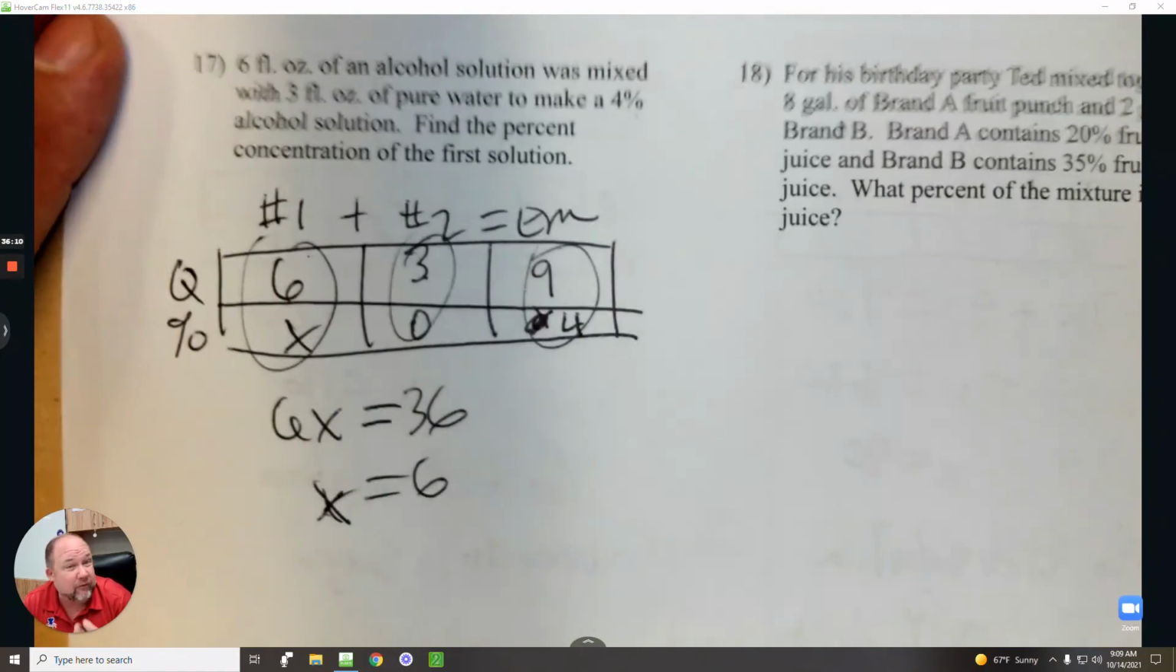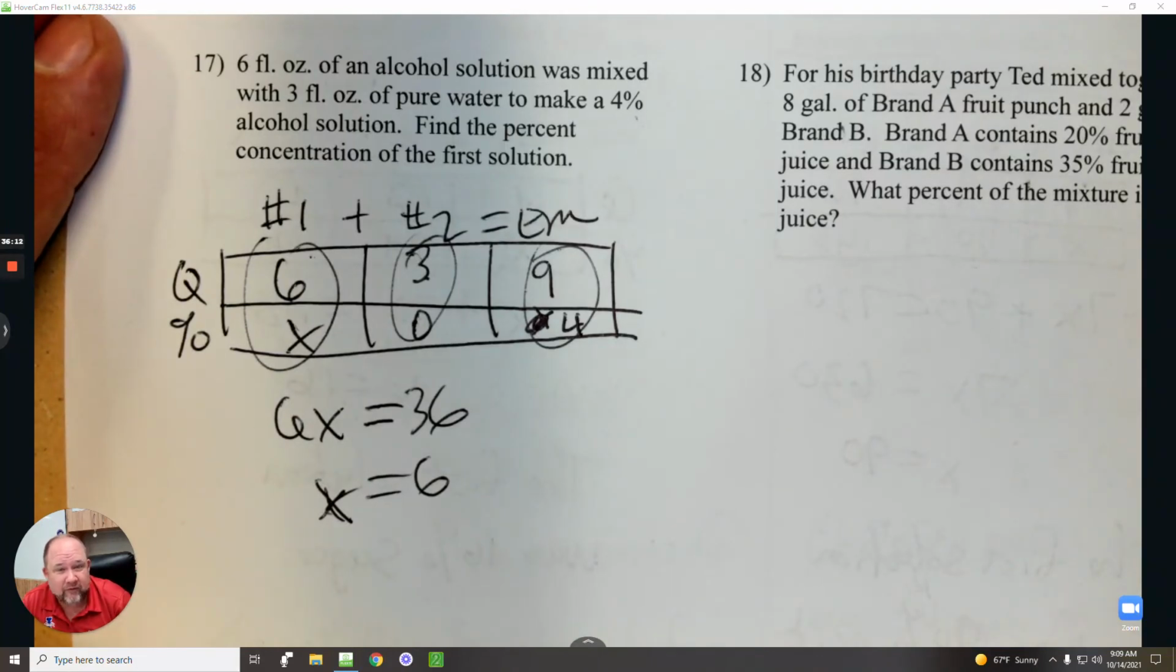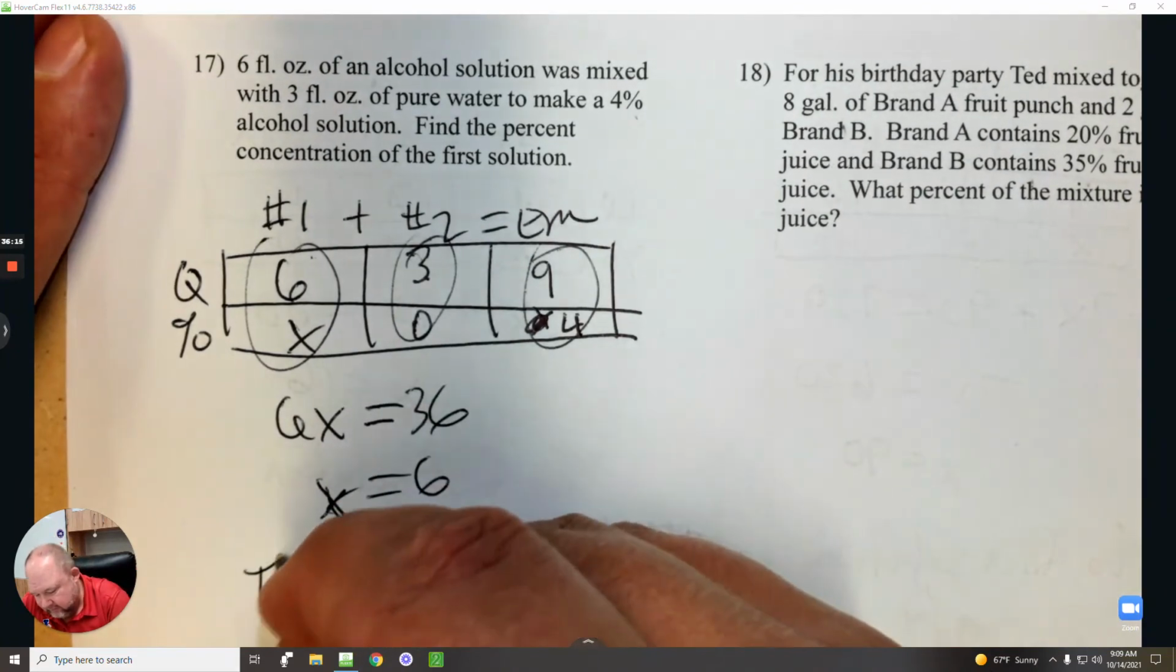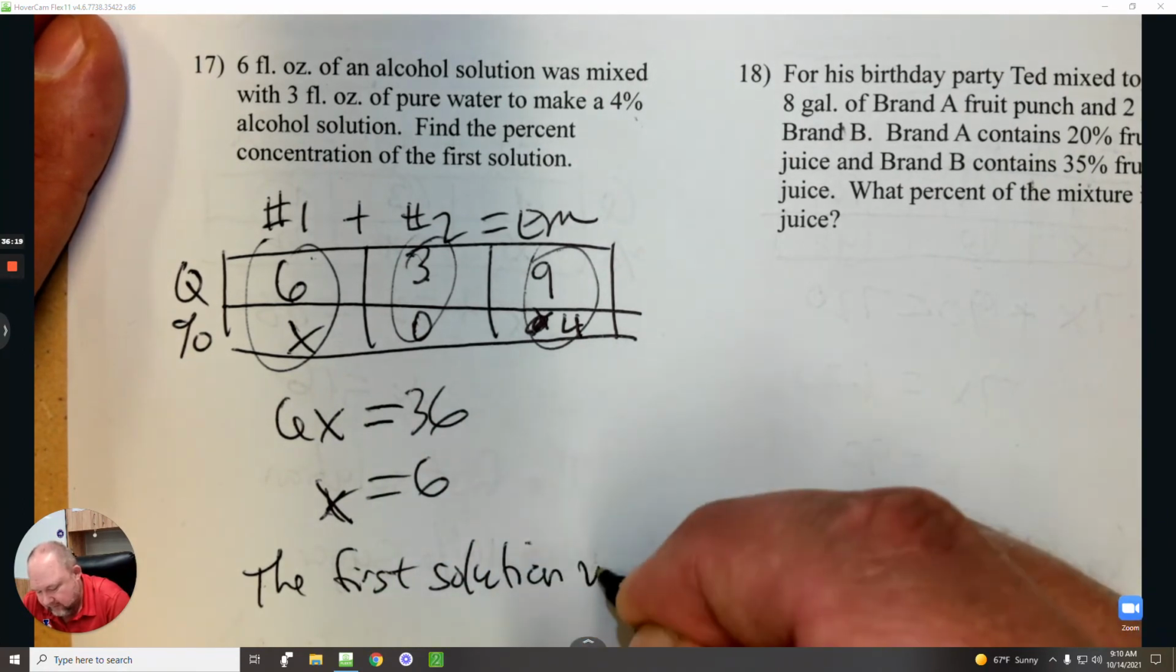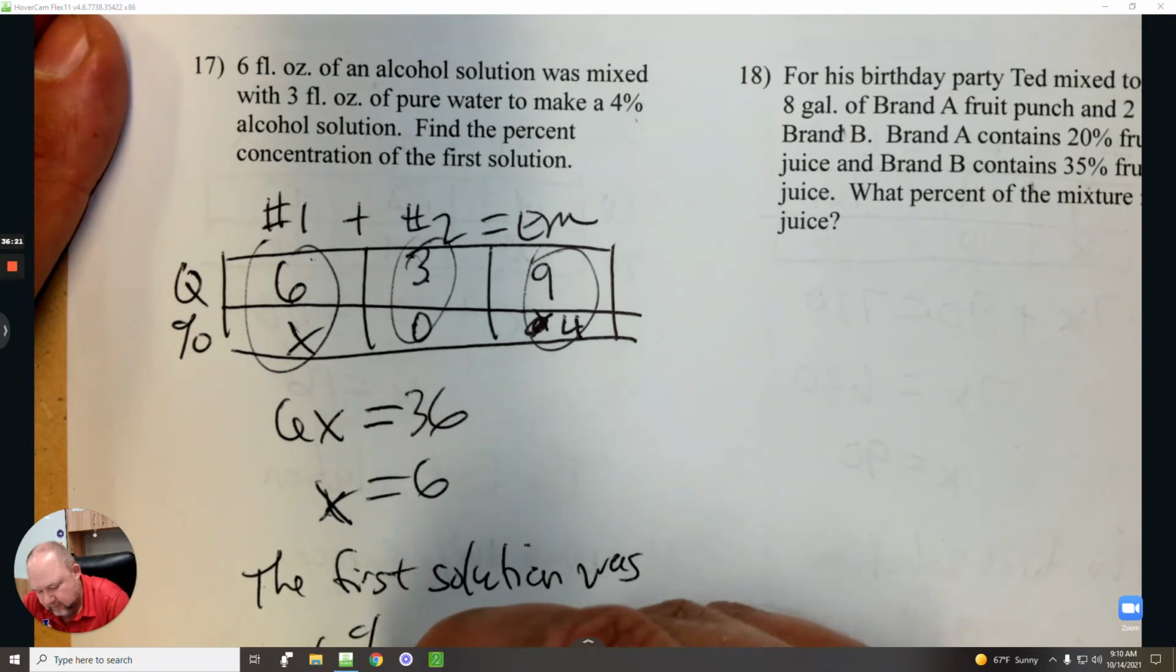Super simple once you structure it. So find the percent concentration of the first solution. So the first solution was 6% acid. No, not acid. Alcohol.